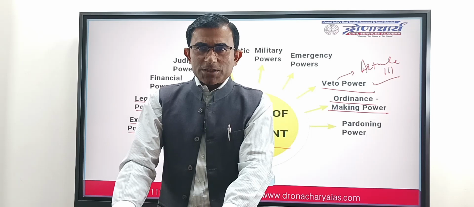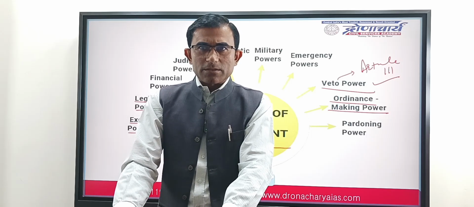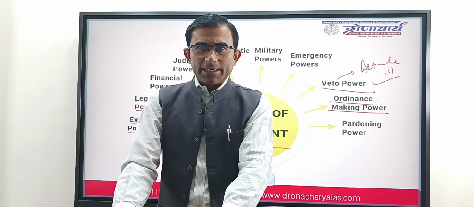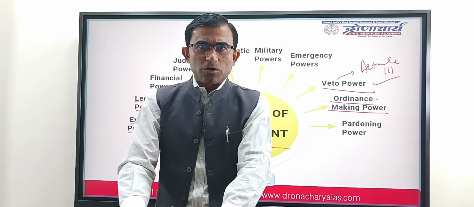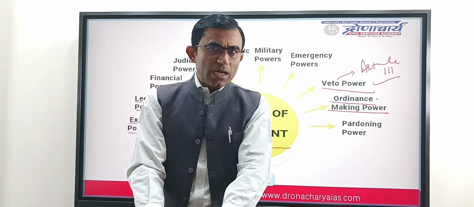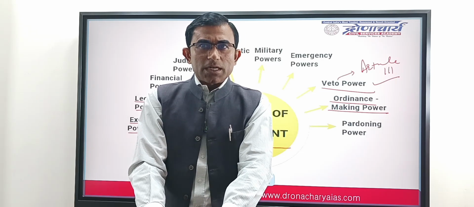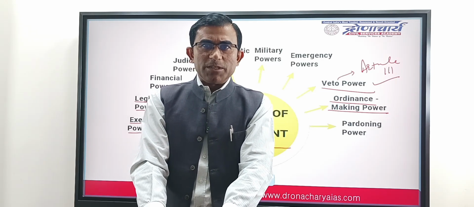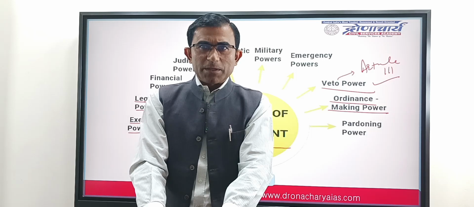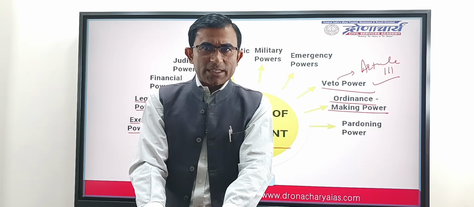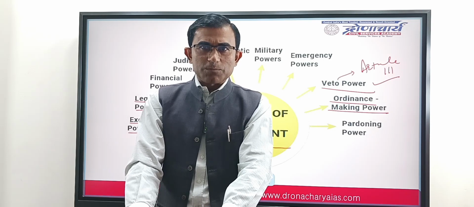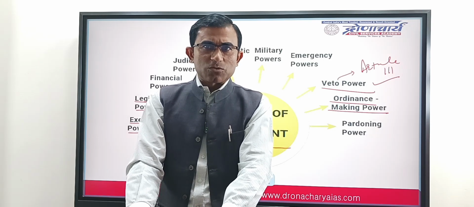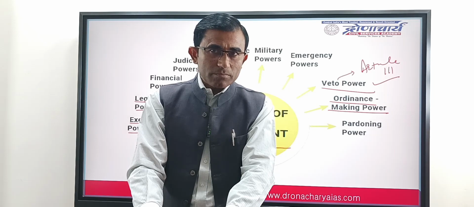If the bill is passed again by the state legislature with or without amendments and again presented before the President for his assent, the President is not bound to give his assent. Also, the Constitution does not mention any time limit within which the President has to take a decision on the state bills. Thus, the President can use his pocket veto power with respect to state legislations.